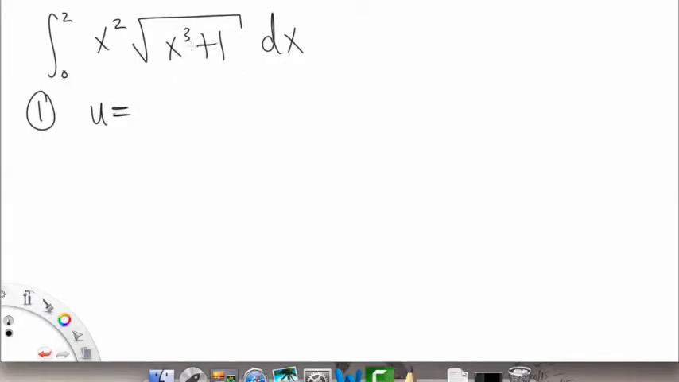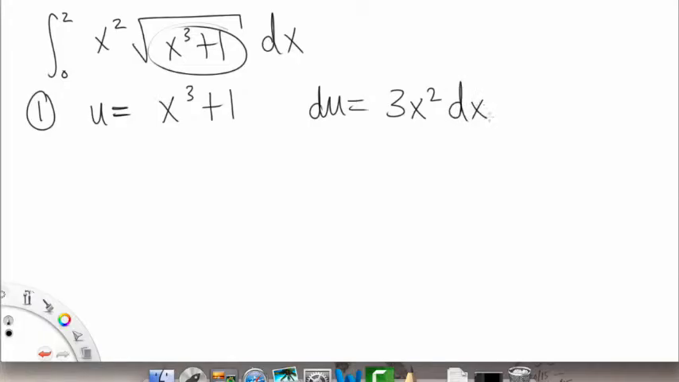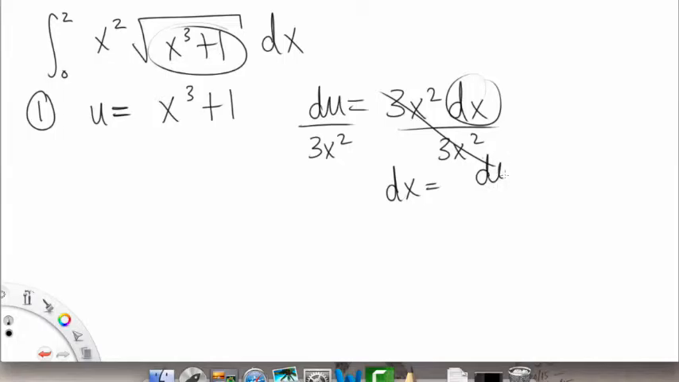So u, in my opinion, should be everything that we see inside the square root. So this will be x to the third plus 1. Okay, and now what we want to do is find our du. So du is going to be equal to 3x squared dx. Now we want to get dx by itself, so we divide by that 3x squared on both sides, and those cancel out, and we get that dx is equal to du over 3x squared.